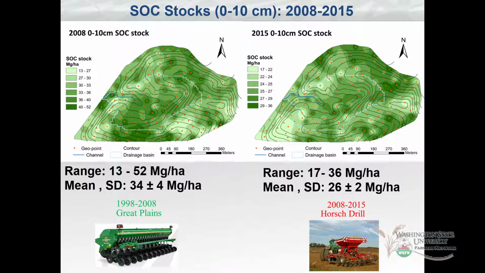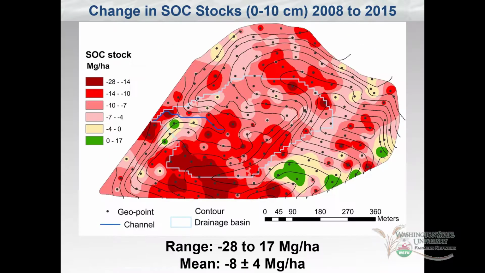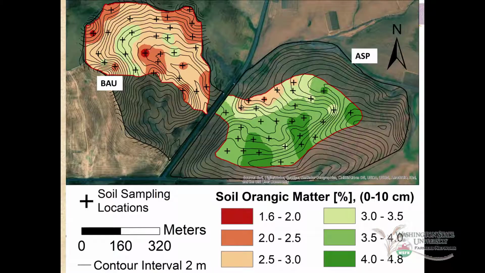So here's the upper 10 centimeters, again, that upper location: 34, now we're down to 26. We just lost 8 megagrams per hectare. So that was the carbon we had gained during the previous 10 years. We just lost it by switching drill type, still no-till, but still higher disturbance levels with our Horsch-Anderson drill. So that's the stocks changes. I won't go too much into that.